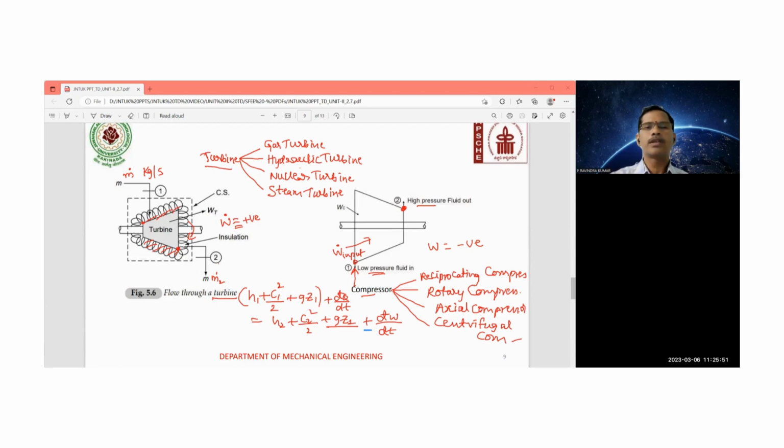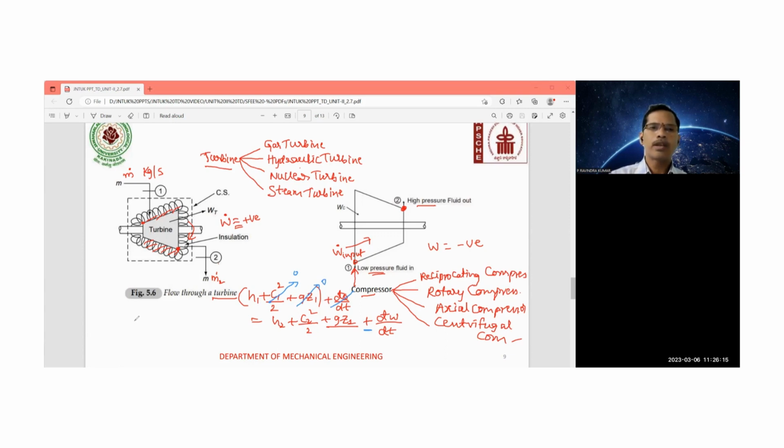But anyhow, this particular turbine is the insulated one. Then in this case, the kinetic energy terms are neglected, and the heat transfer is also zero, and the potential energy is also zero.